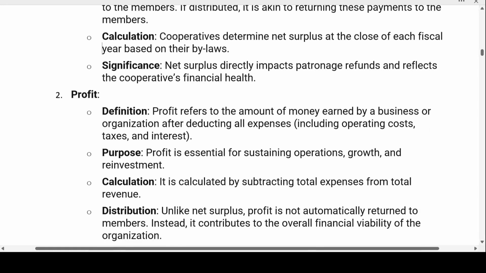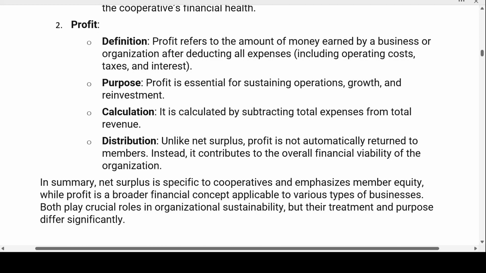So, in summary, the net surplus is specific to cooperatives and emphasizes member equity, while profit is a broader financial concept applicable to various types of businesses. Both play crucial roles in organizational sustainability, but their treatment and purpose differ significantly. So that's the difference between the net surplus and the profit.